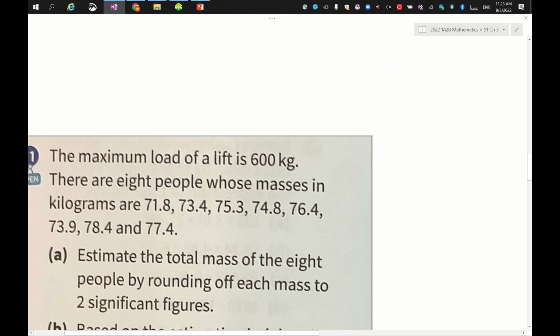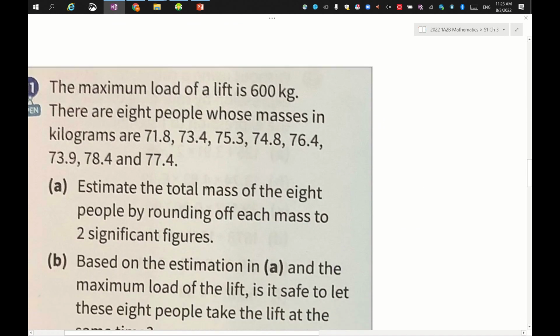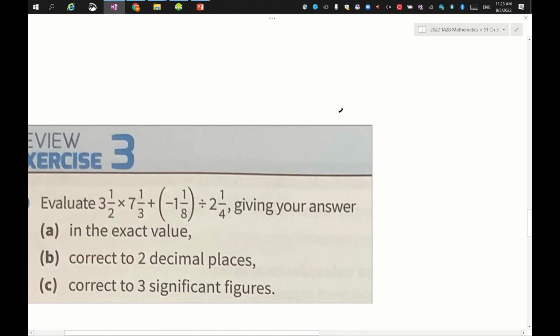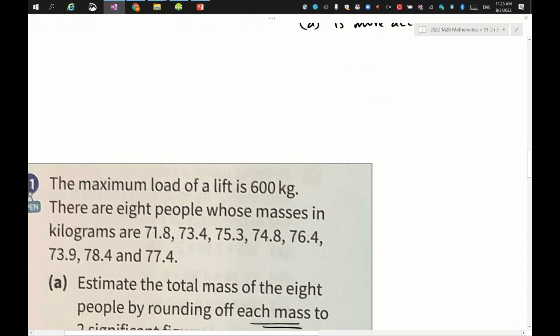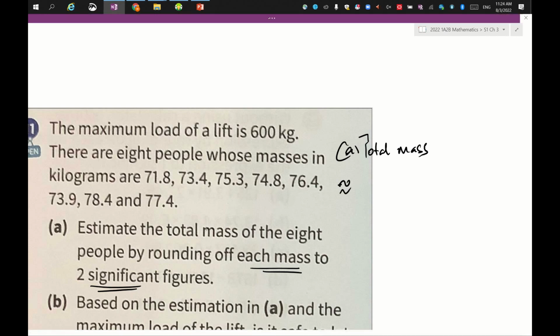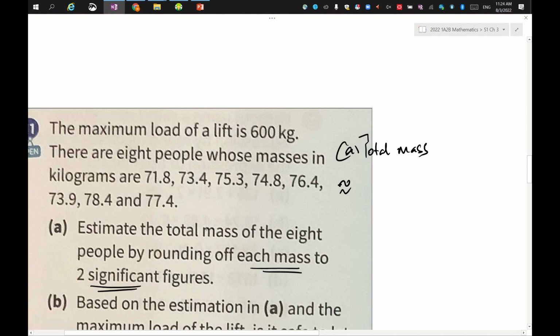A few more questions to go. Estimate the total mass by rounding off each mass to 2SF, every single one to 2SF. So part A. Total mass is approximately, so 2SF, let's draw the line down for every single one of them.